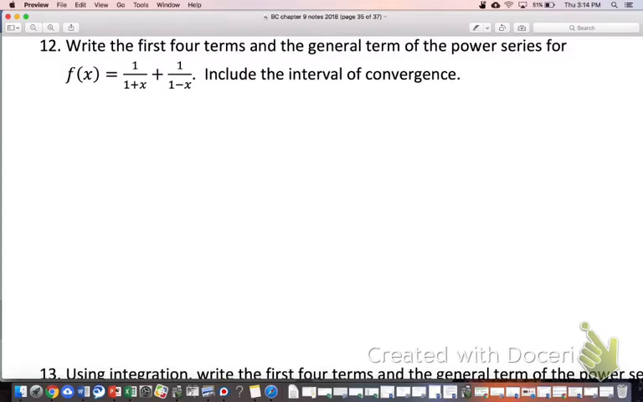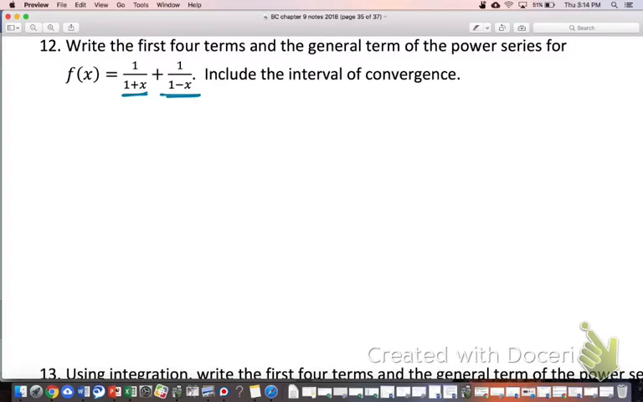This first question says, write the first 4 terms and the general term of the power series for f of x right there, and we'll consider an interval of convergence. Hope here is that you notice that this over here is just the geometric series, and that right there is a manipulation of the geometric series.